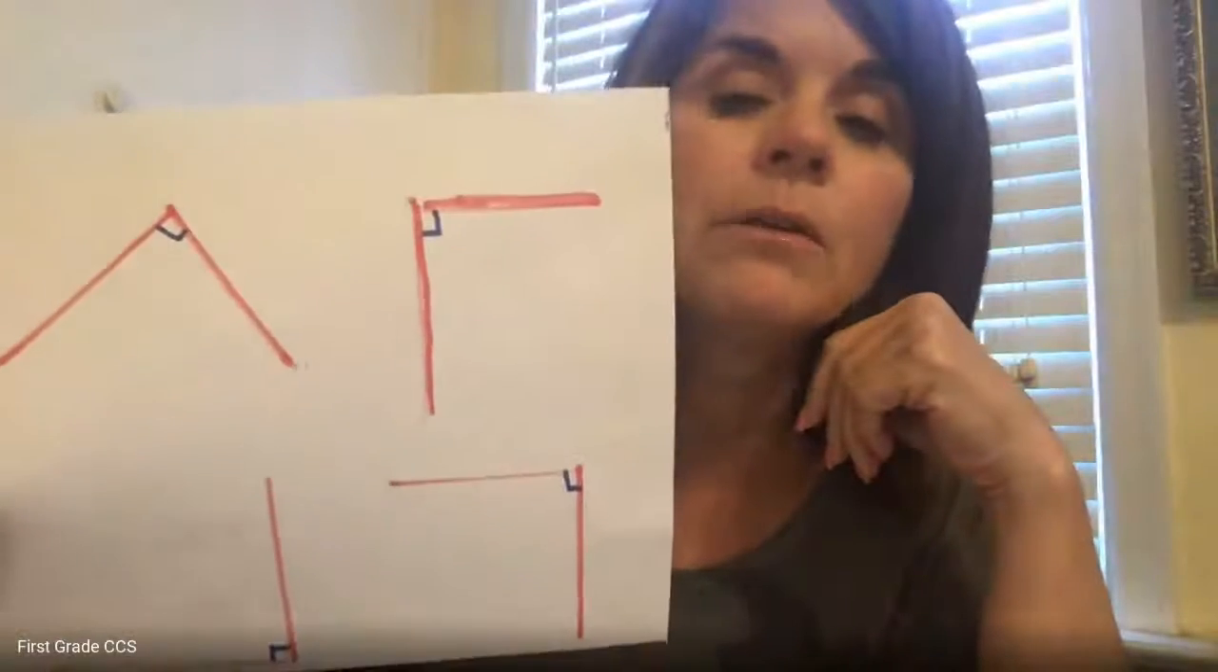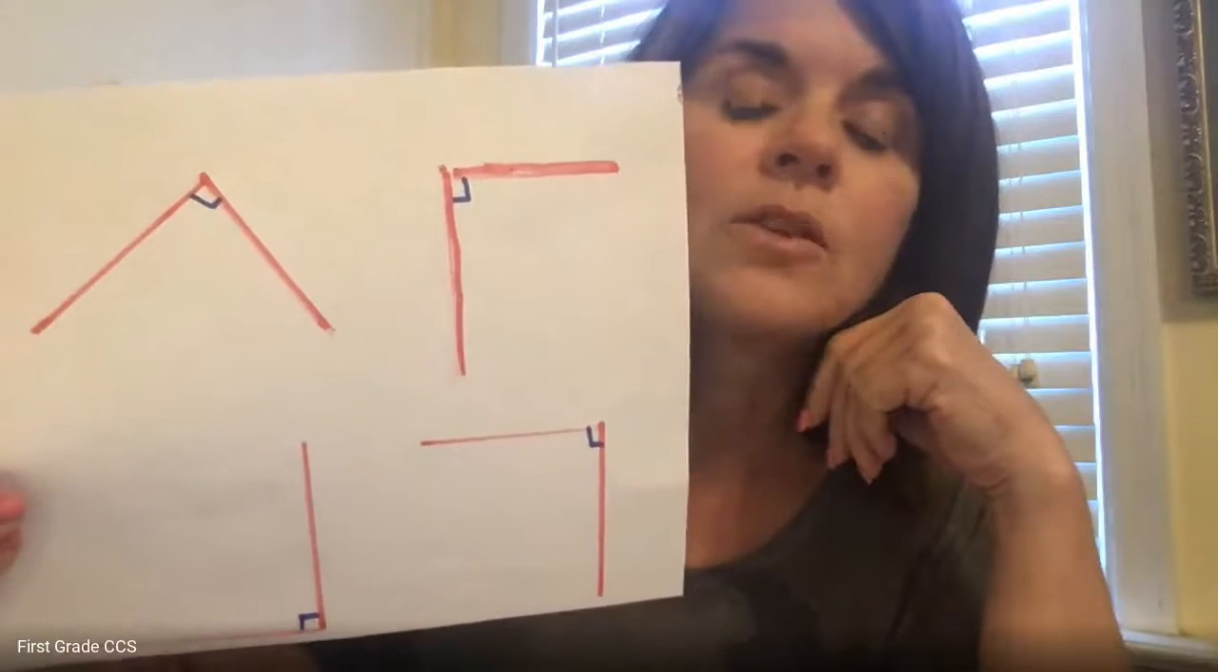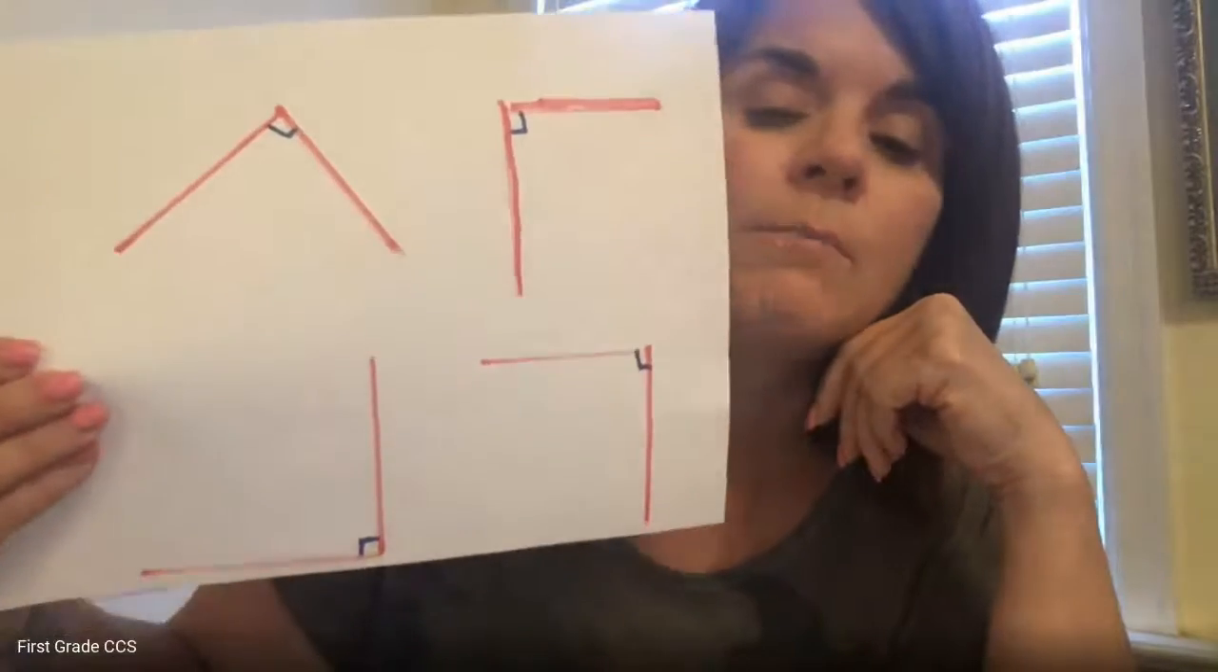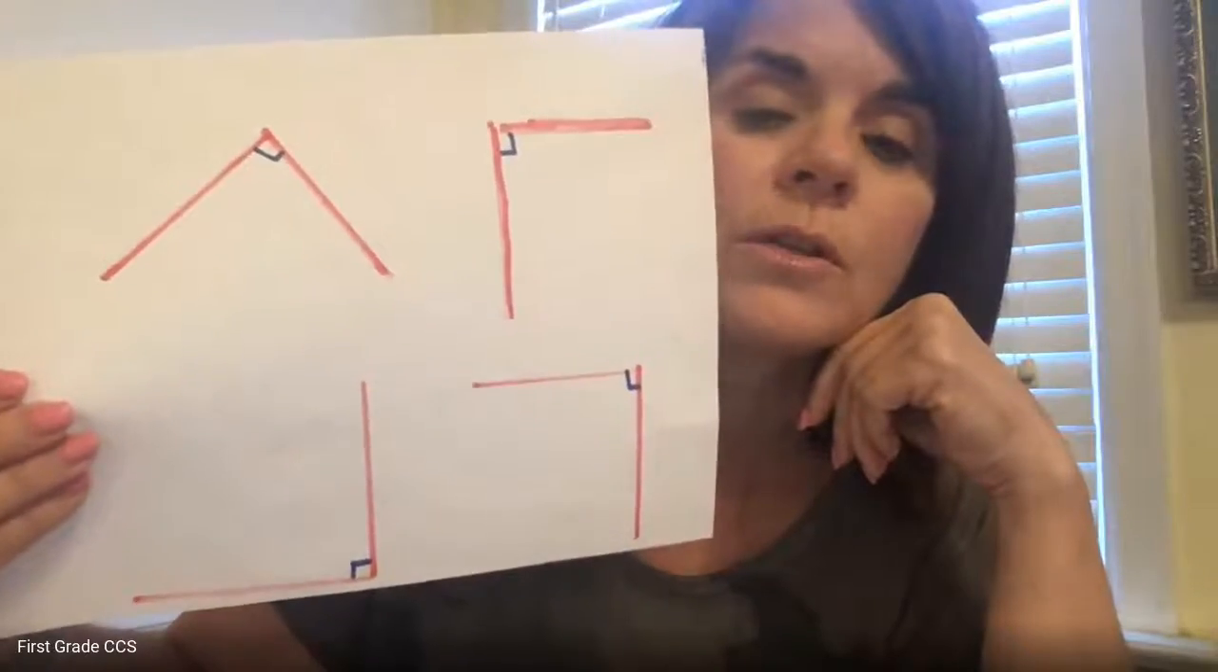We use a symbol for temperature. We use a symbol for inches. We're going to use a symbol for the right angle. So I have used the right angle symbol in each of those corners to show that it's a right angle. Okay. Now we can't get out our geo boards, but we can draw with and make our own right angles.